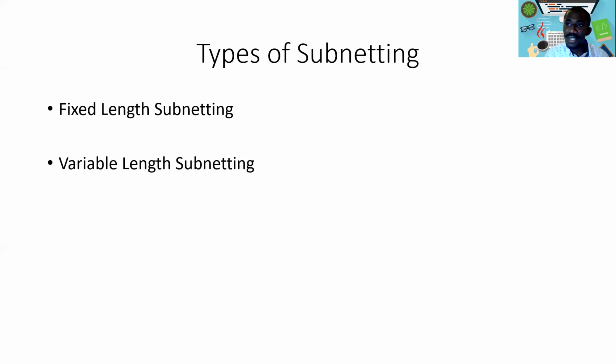We have two main types of subnetting. We have the fixed length subnet mask and variable length subnet mask. All right. Let's go back to what we said the definition for subnetting was. We said subnetting is just a way for you to divide your networks into different blocks or into subnetworks.